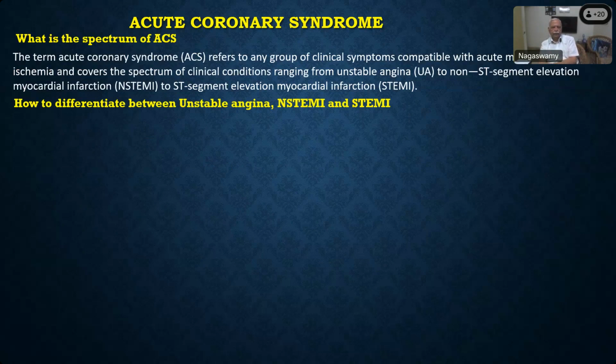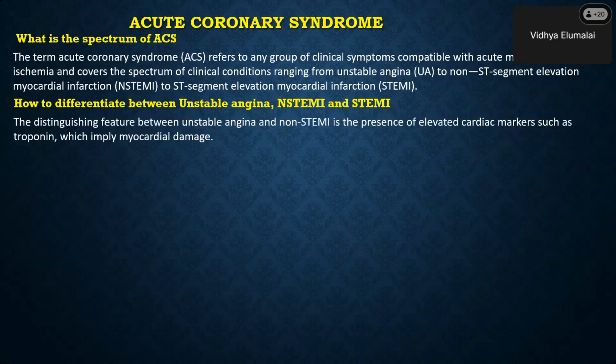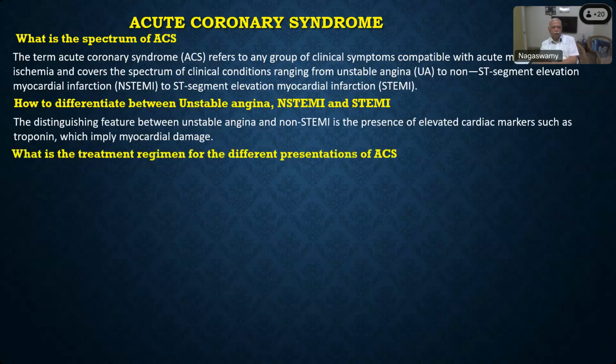So non-ST elevation, other ECG findings and troponin will be elevated. Yeah, main thing is biomarkers, troponin. The distinguishing feature between unstable angina and NSTEMI is the presence of elevated cardiac biomarkers such as troponin, which imply myocardial damage. Okay. What is the treatment regimen for different presentations of acute coronary syndrome?